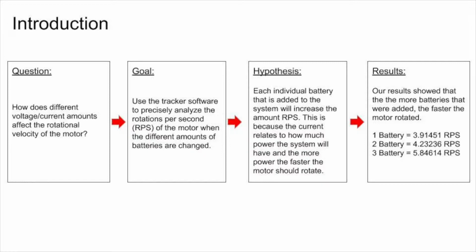This was determined in rotations per second, or RPS, and the data was collected using a video camera, and the Tracker software was used to analyze the rotations per second. The initial hypothesis was that the RPS would increase as the number of batteries increased. This is because P equals IV, and the more voltage introduced into the system will increase the amount of power into the system, making the coil spin faster. Our hypothesis was correct, as the RPS went up as the number of batteries added increased.